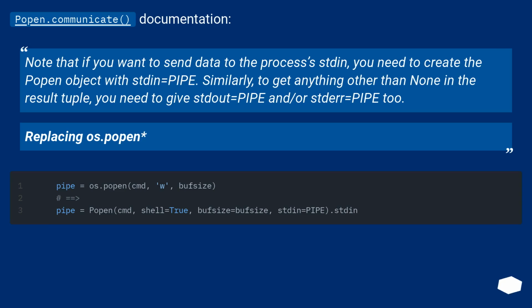Popen.communicate documentation: Note that if you want to send data to a process's stdin, you need to create the Popen object with stdin=PIPE. Similarly, to get anything other than None in the result tuple, you need to give stdout=PIPE and/or stderr=PIPE. Replacing os.popen.